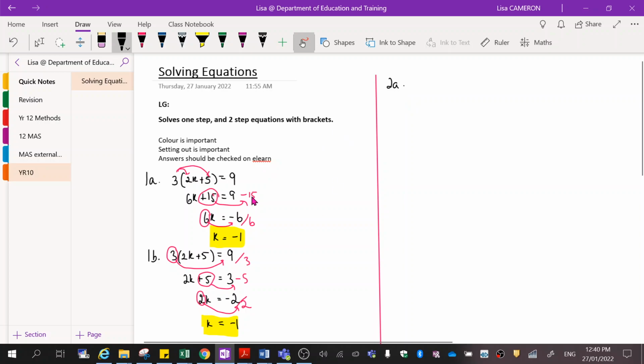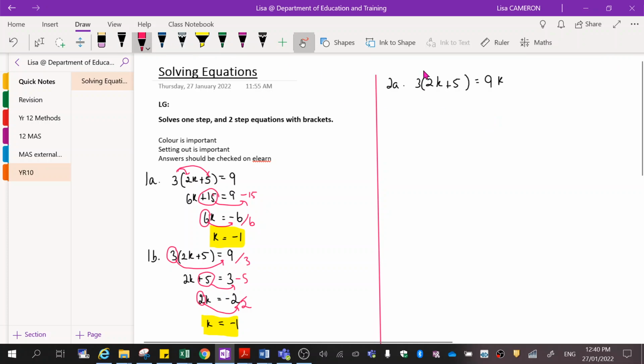2a. So we're going to be looking at what would have happened if on this side, instead of just having 9, that also was a k term. So 3 bracket 2k plus 5 is equal to 9k. In maths, it can be really helpful to look at similar examples where you just have one little thing change so that you can see how that adjusts the way that we treat the problem.